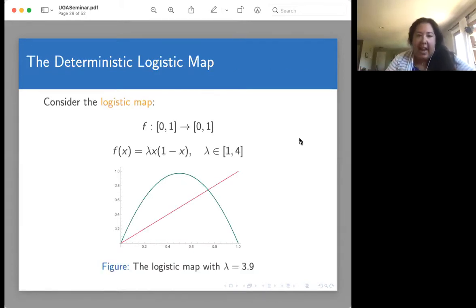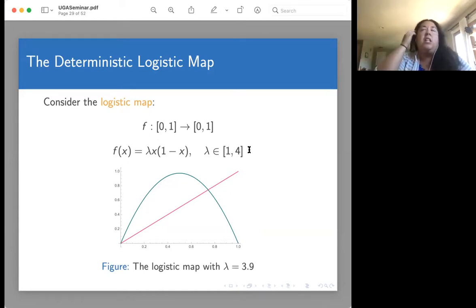Okay, but today the focus of my talk is on a very special discrete dynamical system, which is known as the logistic map. So the logistic map, again, I'm taking the unit interval [0, 1] to itself, and it's given by the function lambda x times (1 minus x), where lambda is going to be some value between 1 and 4. So lambda is just a fixed parameter. You can pick what you like, as long as it's a value between 1 and 4.